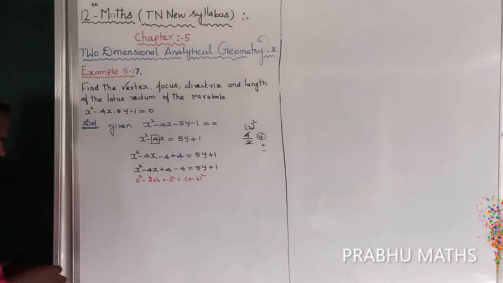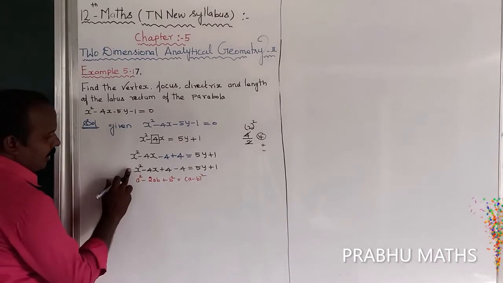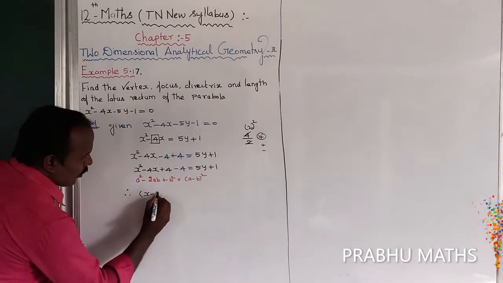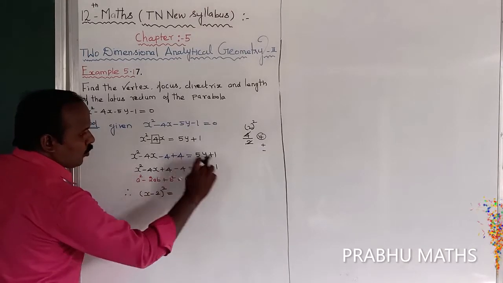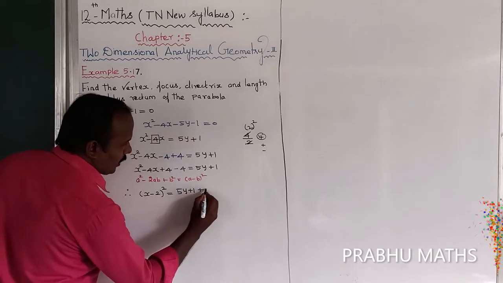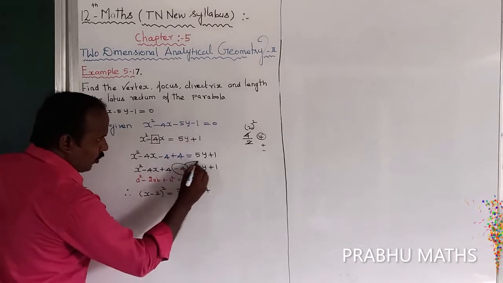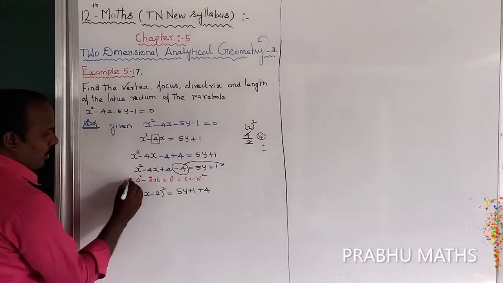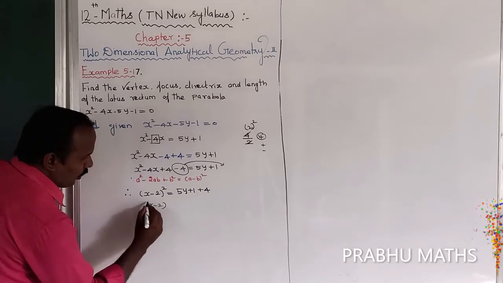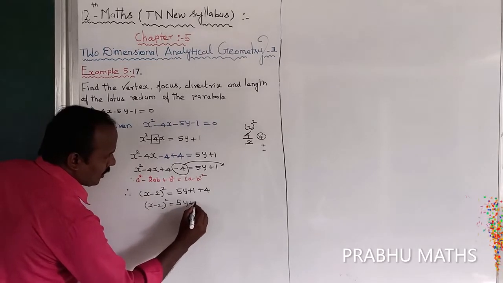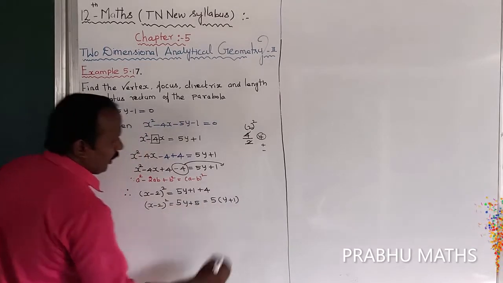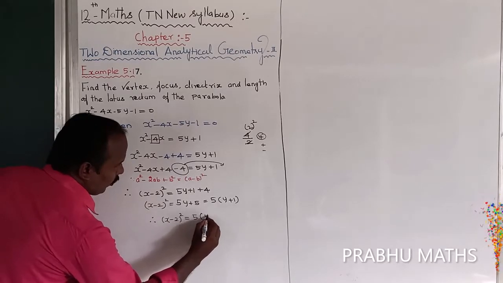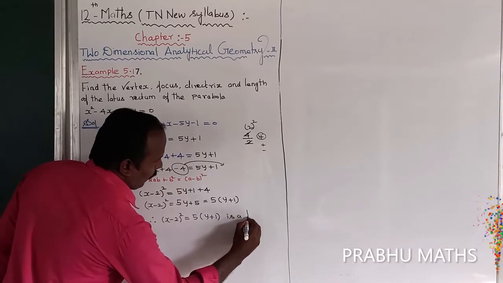So x is replaced by a, and 2 is b. Therefore x minus 2 the whole square equals, moving the minus 4 to the right side, 5y plus 1 plus 4. Clear? The remaining a square minus 2ab plus b square becomes a minus b the whole square. So x minus 2 the whole square equals 5y plus 5, which is 5 into y plus 1. Therefore x minus 2 the whole square equals 5 into y plus 1, which is a parabola.